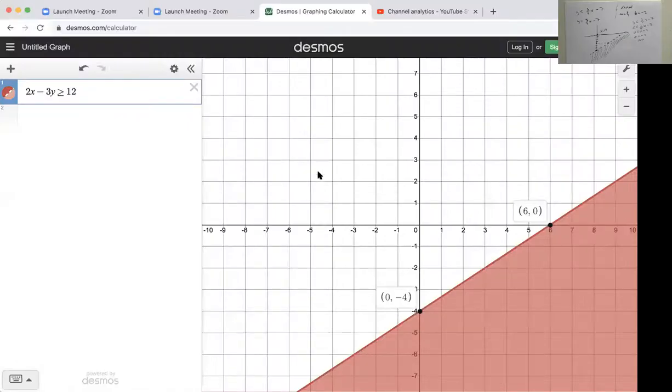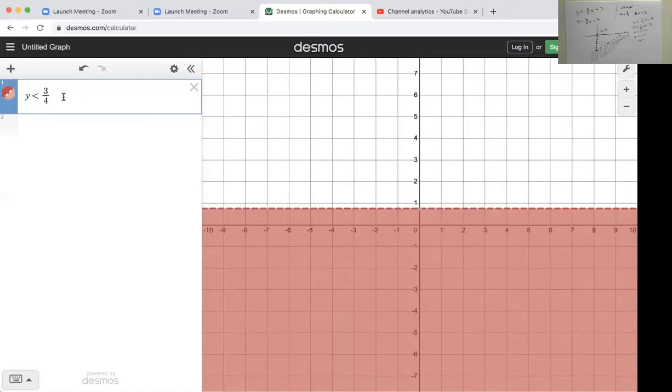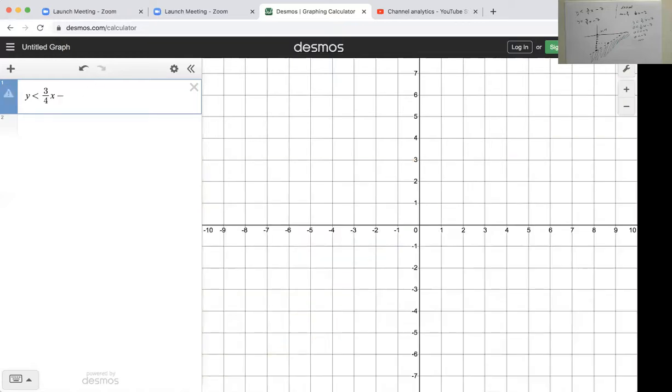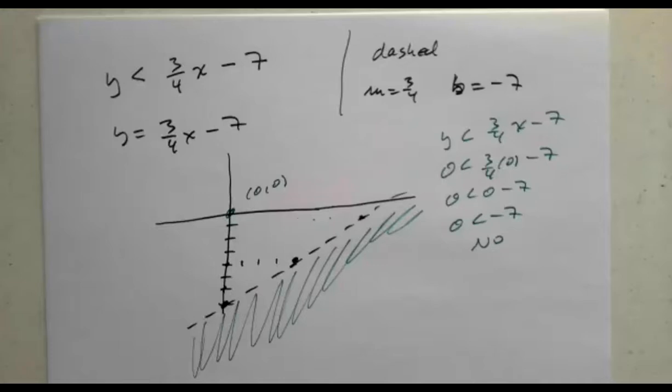Y is less than, which is shift comma on my keyboard, 3/4 x minus 7. Notice the dashed line. Notice the y-intercept here is at negative 7. Notice the rise of 3 over a run of 4. So yeah, that's essentially the same thing that I have on mine. So I feel pretty good about that.